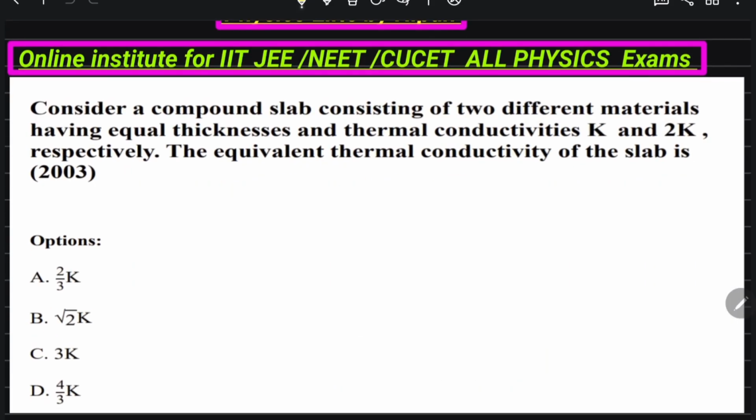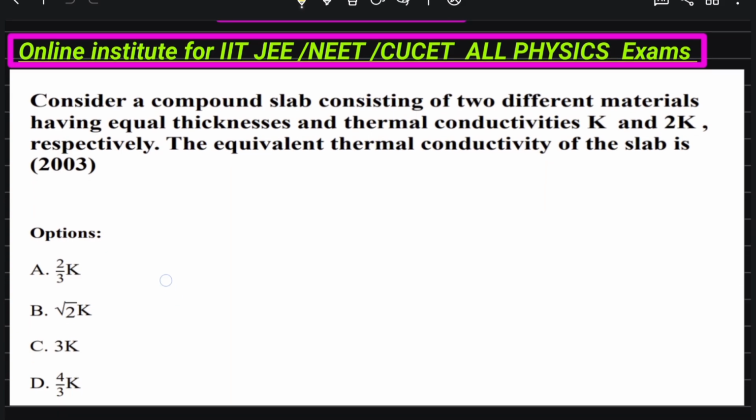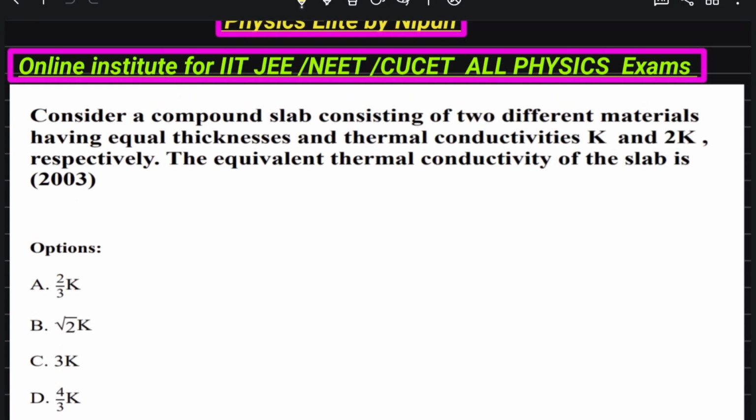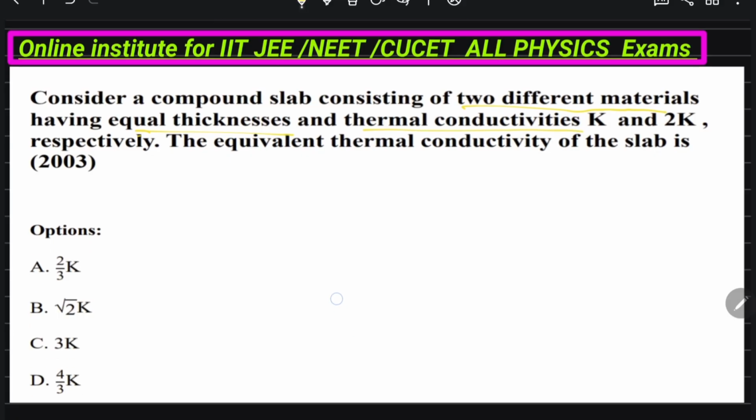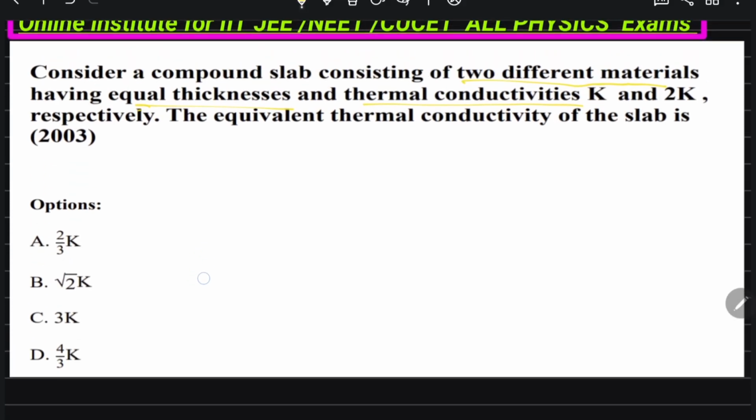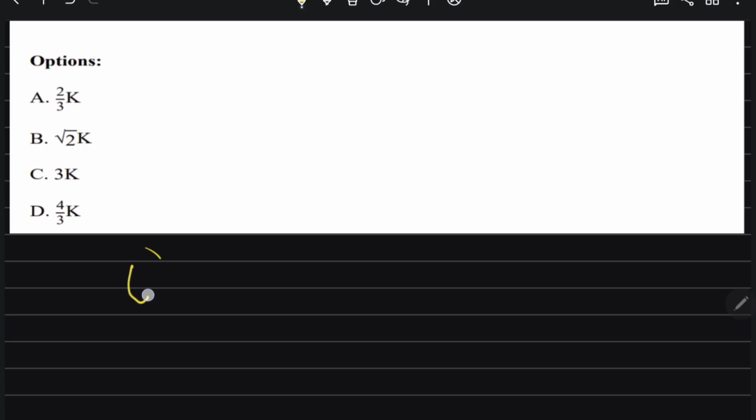Now I proceed to the next question. Consider a compound slab consisting of two different materials having equal thickness and thermal conductivity K and 2K respectively. The equivalent thermal conductivity of the slab is, consider a compound slab consisting of two different materials, means there are two slabs.